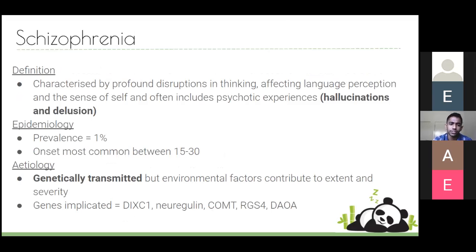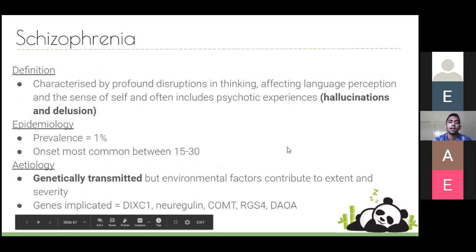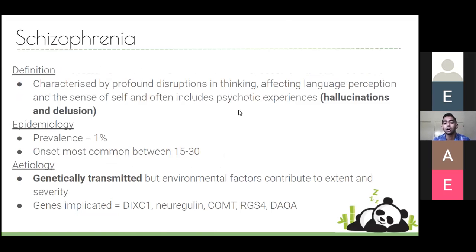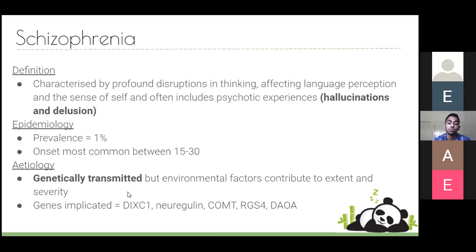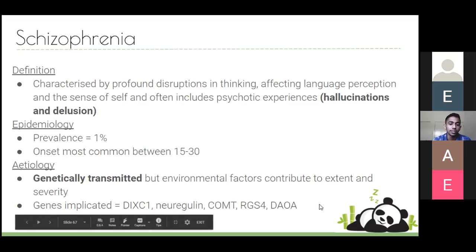So what is schizophrenia? It's mainly a psychiatric disorder characterized by disruption in thinking, language, perception, sense of self, and it often includes psychotic experiences, so either hallucinations or delusions. It's got a strong genetic component to it. So people with a family history are much more likely to get it. And these are the genes involved. Wouldn't bother learning that.